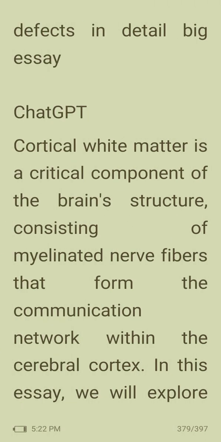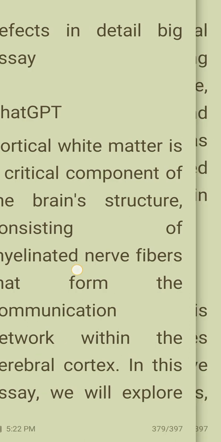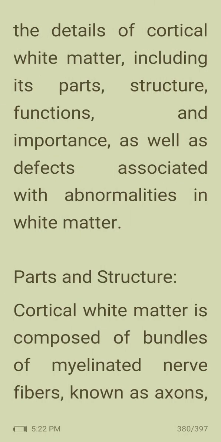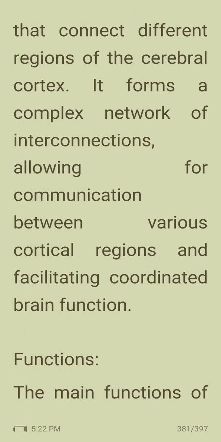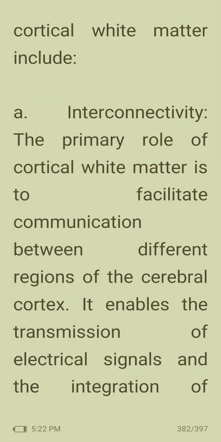Cortical white matter is a critical component of the brain's structure, consisting of myelinated nerve fibers that form the communication network within the cerebral cortex. So, cortical white matter is composed of bundles of myelinated nerve fibers known as axons that connect different regions of the cerebral cortex. It forms a complex network of interconnections, allowing for communication between various cortical regions and facilitating coordinated brain function. The main functions of cortical white matter include interconnectivity.